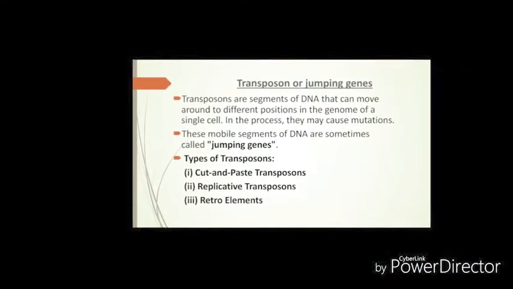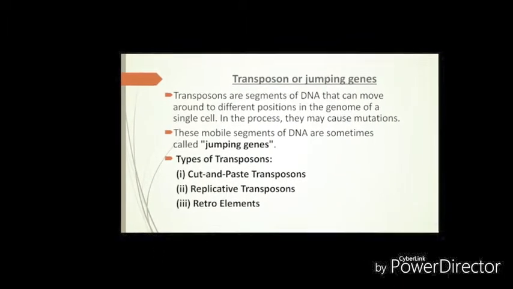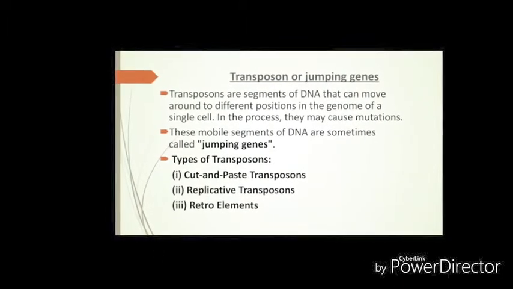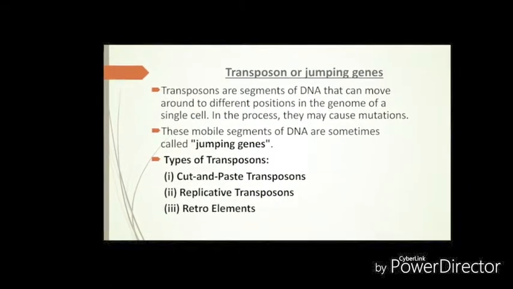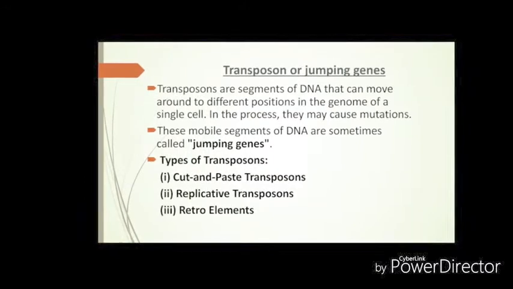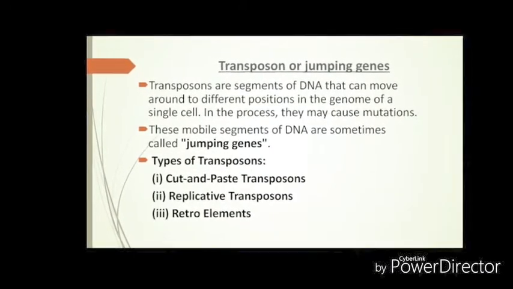Let's go to transposons, or jumping genes. Transposons are segments of DNA that can move around to different positions in the genome of a single cell. In this process, they may cause mutations. These mobile segments of DNA are sometimes called jumping genes.